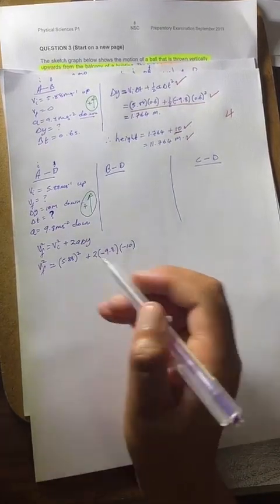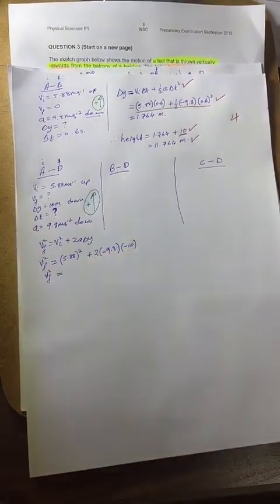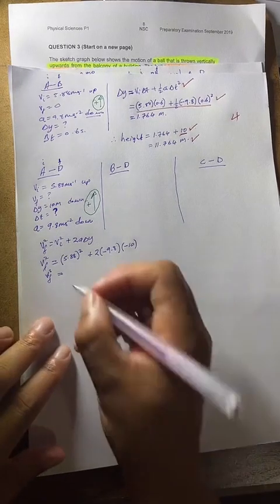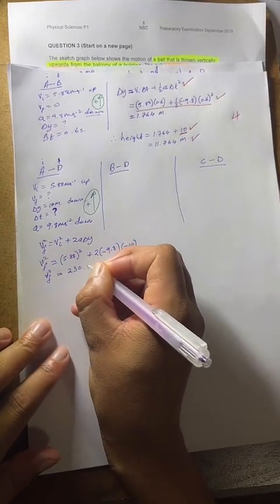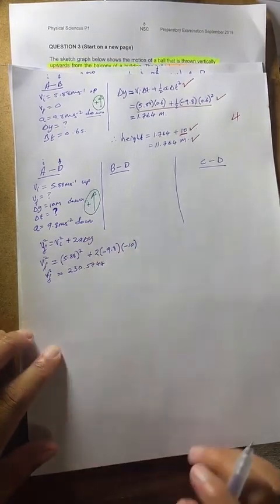Now you do all these numbers on the right on a calculator. Final velocity squared: you do 5.88 squared plus 2 into negative 9.8, then multiply by negative 10. All those numbers should give you a positive number, which is valued at 230.5744. So it's 230.5744, and this is the final velocity squared.